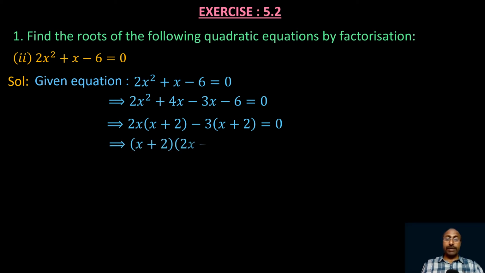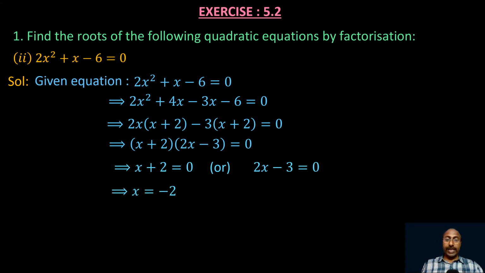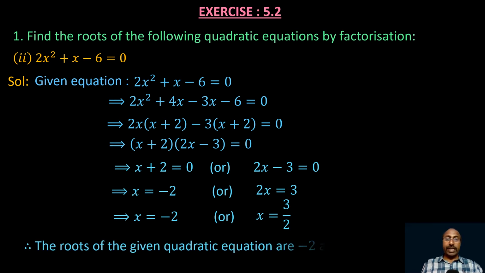And by taking x plus 2 common, we can write (x plus 2)(2x minus 3) equal to 0. That is, either x plus 2 equal 0 or 2x minus 3 equal 0. From x plus 2 equal 0, we can write x equal to minus 2. And from 2x minus 3 equal 0, we can write x equal to 3 by 2. Okay. So either x equal to minus 2 or x equal to 3 by 2. So the roots of the given quadratic equation are minus 2 and 3 by 2.